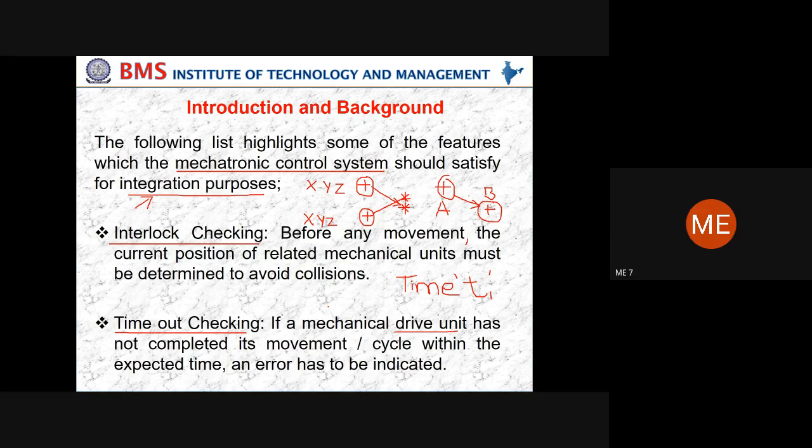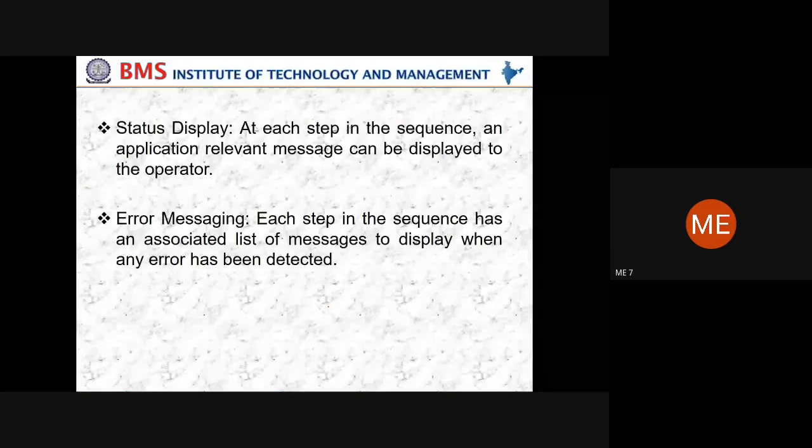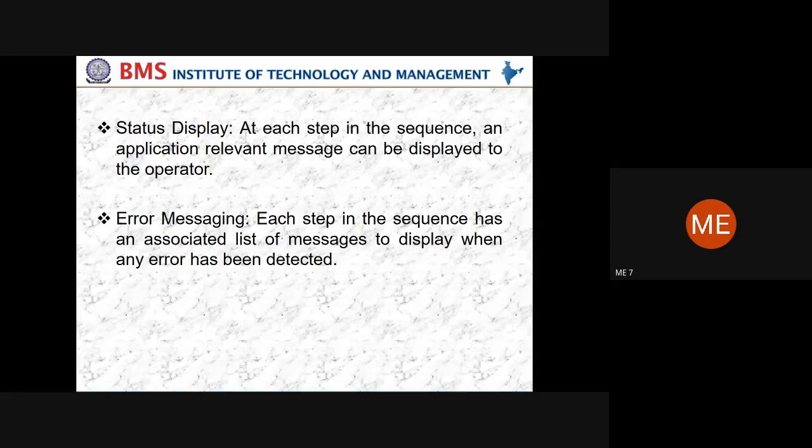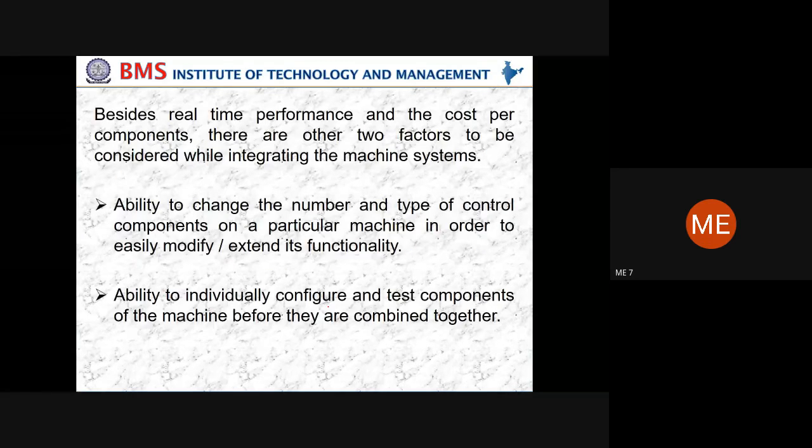In order to integrate the various different components in your mechatronic system, you are supposed to follow these: interlock checking, timeout checking, the status display and the error messaging. So this is about the first one, called the introduction and the background. Right. Now along with this, the four different types.